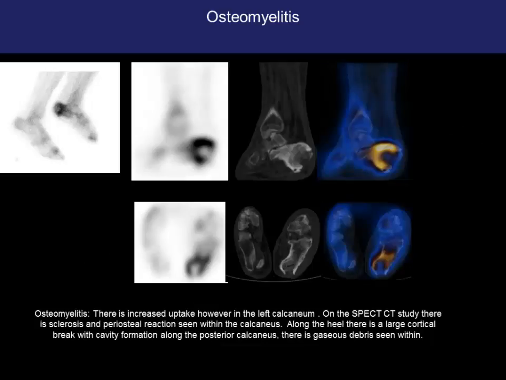Osteomyelitis, this is again a classical case. The patient had increased uptake both in the early phase and the delayed phase. But on the SPECT-CT, you can see there is a huge defect where there's quite a lot of bone destruction, and it's not inducing any blastic reaction. On the SPECT-CT, you can see there is increased uptake only towards the periphery. Therefore, it helps in accurate localization and also to assess the extent of disease.